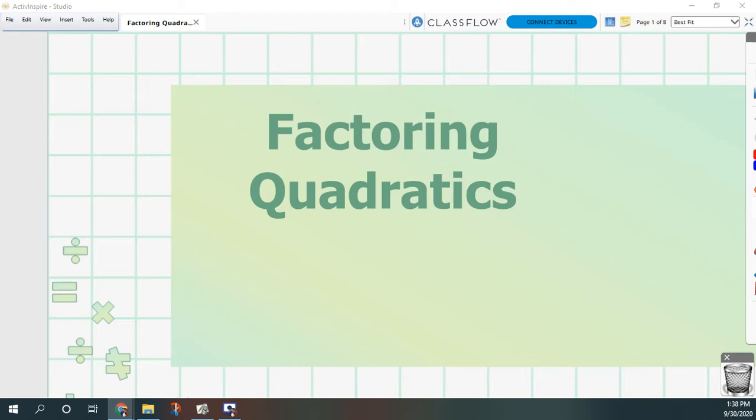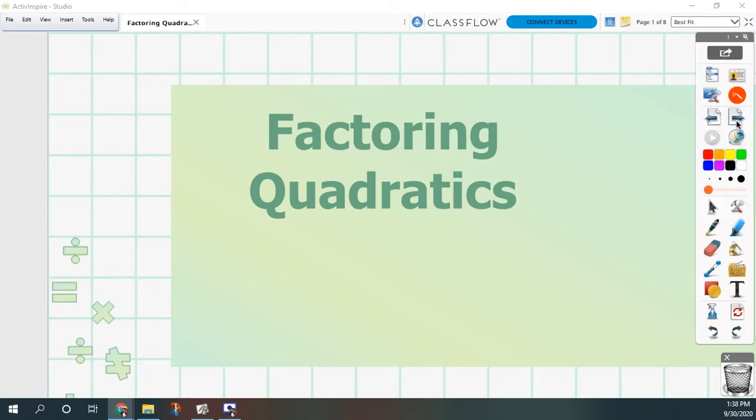So just like with our systems of equations, we need another option. We need an algebraic option that will allow us to solve quadratics. And so we do have that, and one of our options is called factoring.